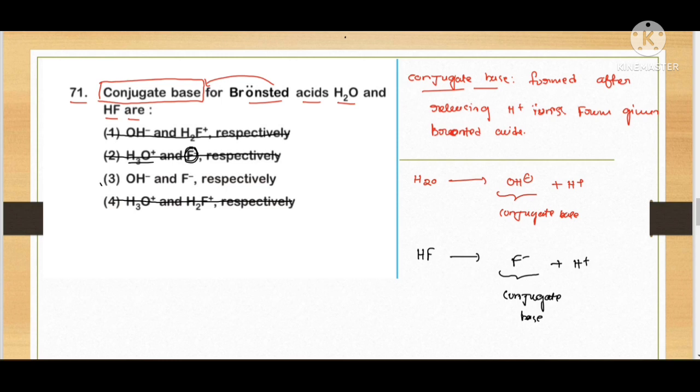We are left with option 3, that is OH minus and F minus. These are the conjugate bases of water and HF. So our option 3 is the correct answer.